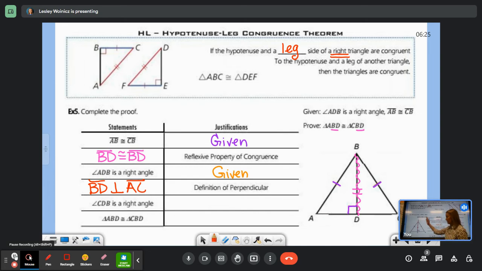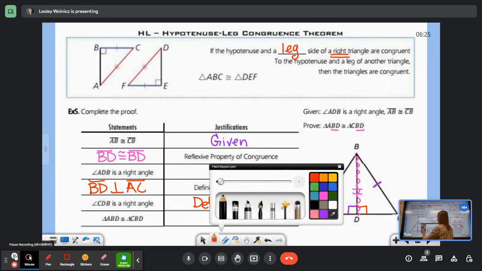Now that they're perpendicular, I know that this side over here has a right angle too. So I'm going to say that angle CDB is also a right angle. And I got that bit from the definition of perpendicular just like the last step. That one works forwards and backwards.